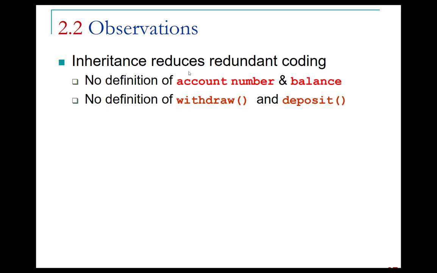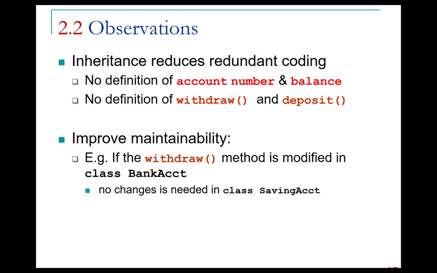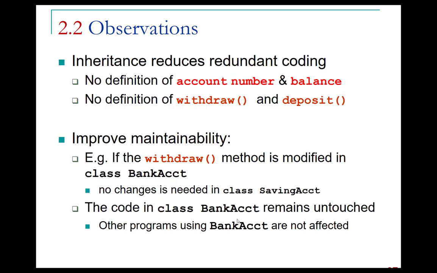Let's say a few words to remind ourselves about the inheritance done. In the savings account, we don't need to repeat the definition of our account number and balance, and we also don't need to repeat the methods withdraw and deposit. So we have saved on redundant coding. As a result, our code is better maintained. Should we need to modify withdraw in the bank account, we just need to do it once, and it will also be applicable to the savings account. Also, because the bank account was not modified to suit the savings account, except for the change from private variables to protected variables, all programs that use the bank account are not affected at all. They should all work as before.